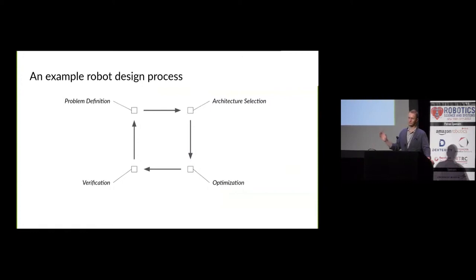The important distinction between these two levels is that a lot of the creativity in the design process happens at the higher level in problem definition and architecture selection, where the designer needs to specify things like the objective and what parts of the robotic system are subject to optimization.